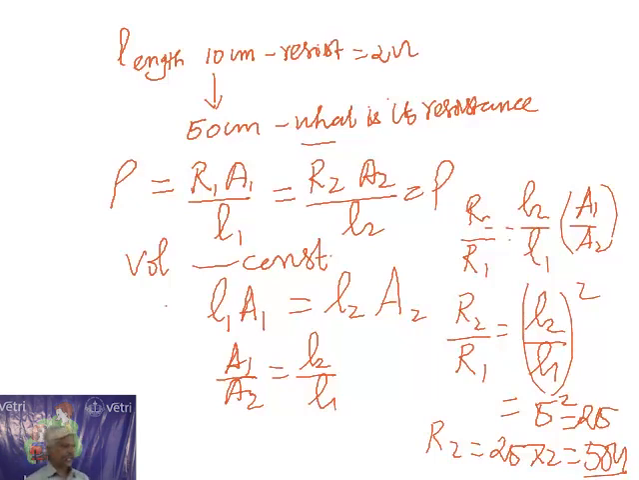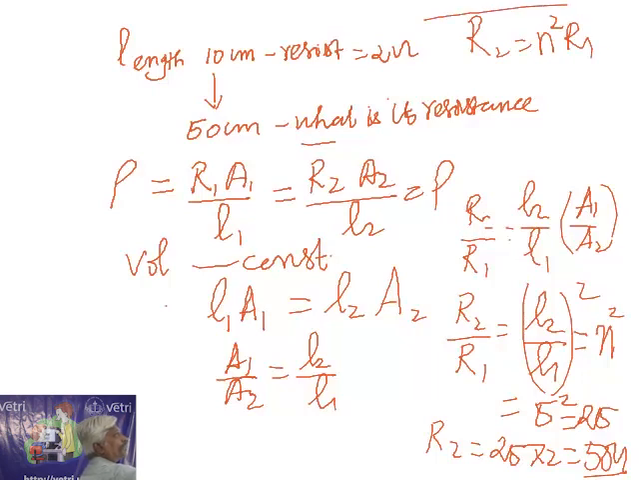From this it is clear that L2 by L1 may be taken as n, therefore n squared. Therefore I get R2 is equal to n squared R1. This is the formula I got. That means the new resistance is equal to n squared into R1. The new resistance is equal to n squared into the old resistance if the wire is extended.